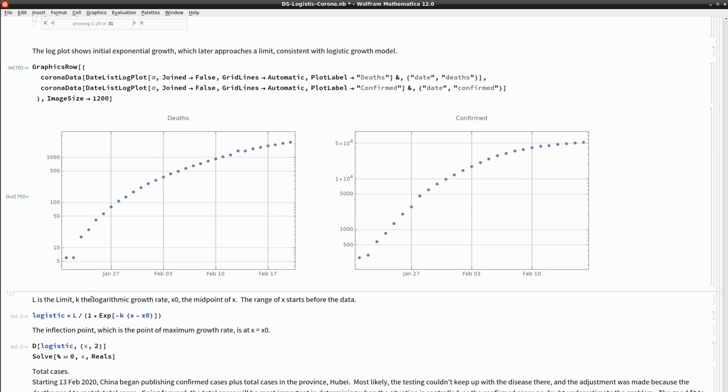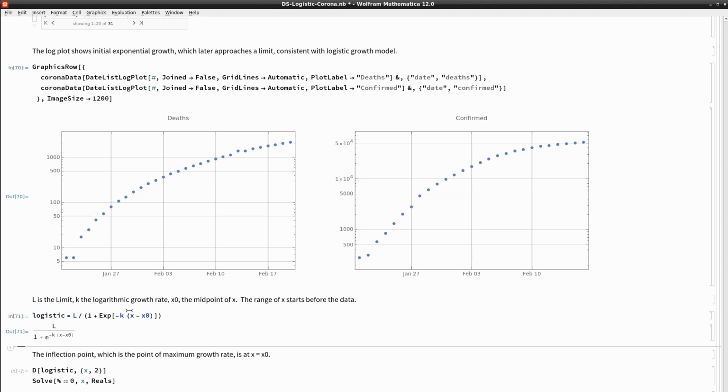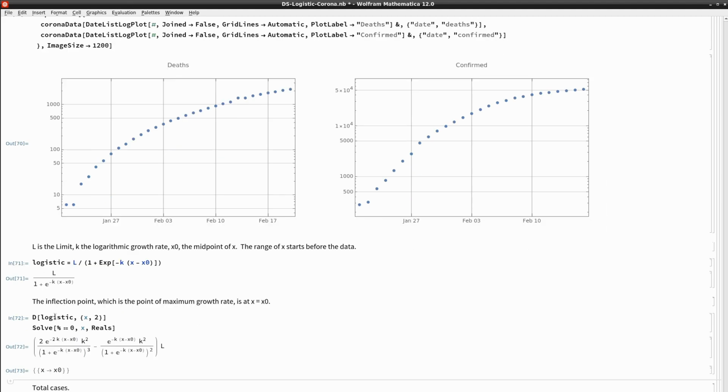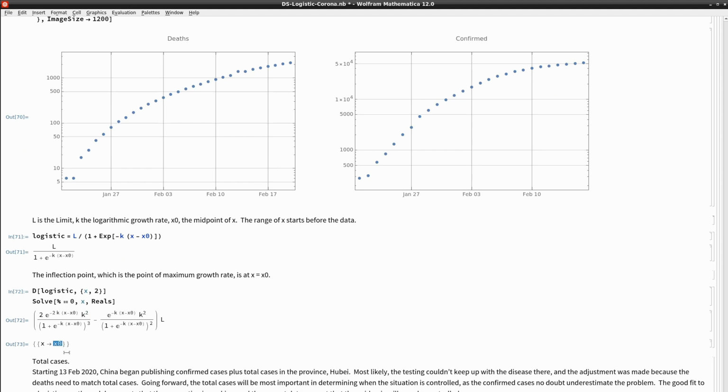L is the limit, K is the logarithmic growth rate, x0 is the midpoint, and we are getting this logistic function as a template. We're going to use logistic in a moment as a template for the curve fitting. The inflection point, which is the point of maximum growth rate, is at x0. And again, we are setting the second derivative to 0, and we're getting x0 is that very point.